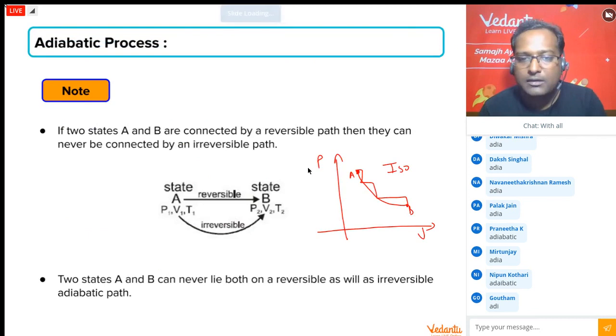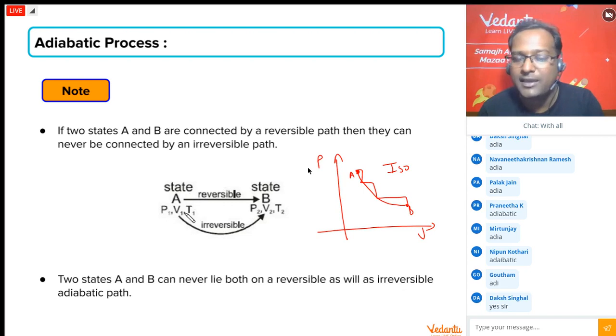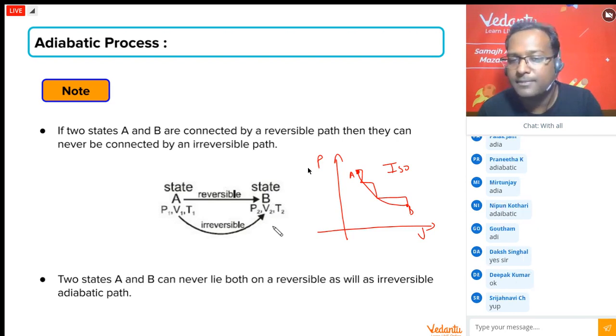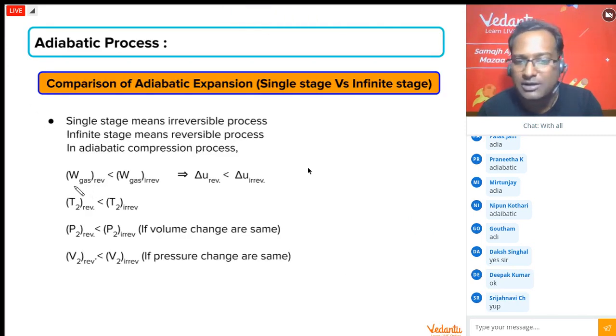Now, is the statement here clear that state A and state B cannot be connected by reversible adiabatic as well as irreversible adiabatic? That means if I start from state A via reversible adiabatic and irreversible adiabatic, both will not land up at the same state B. One will land up at state B, and the other, let's say, at state B dash. Why is that the case? We need to understand that. So to understand that, let's talk about this.